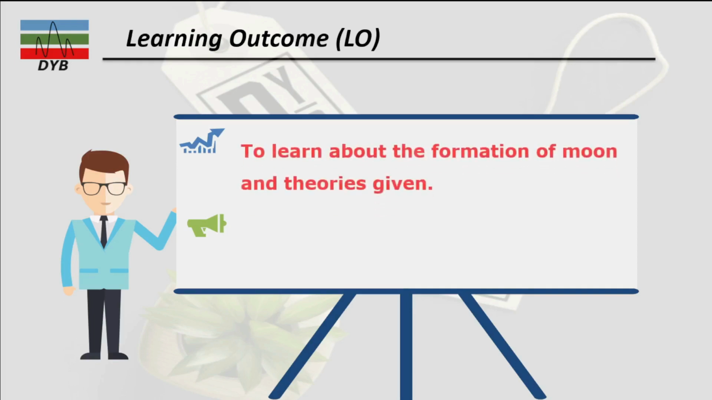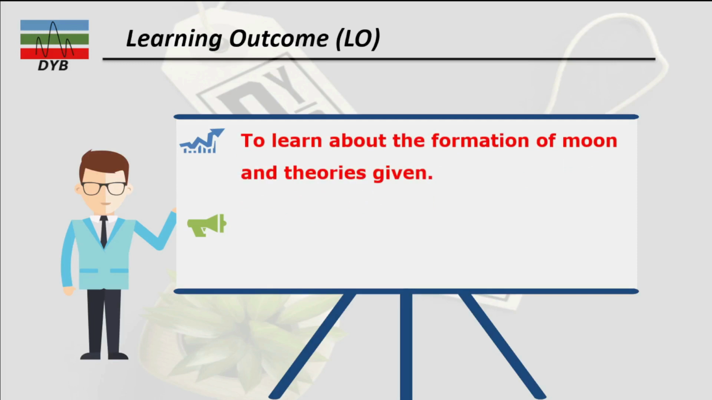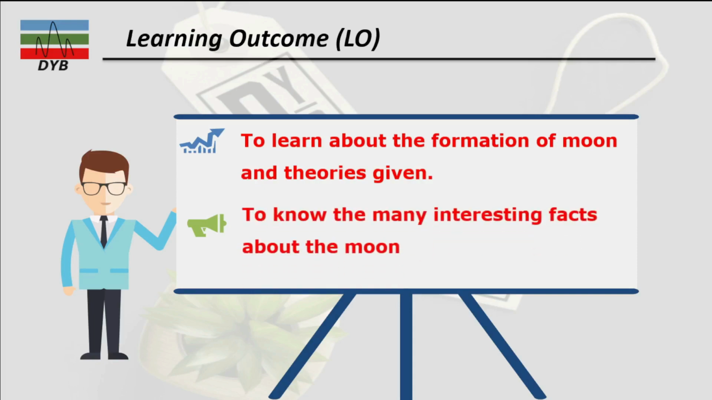The first learning outcome is to learn about the formation of the moon and the theories behind its formation. The second learning outcome is to know many interesting facts about the moon, such as its atmosphere, temperature, and a lot of things we are going to discuss in this lecture.